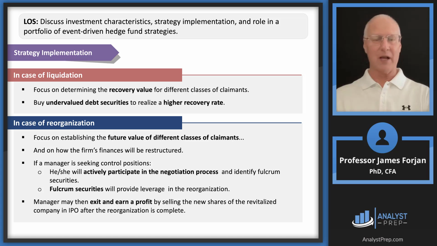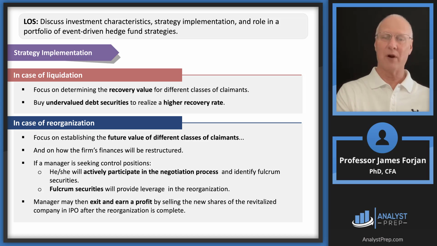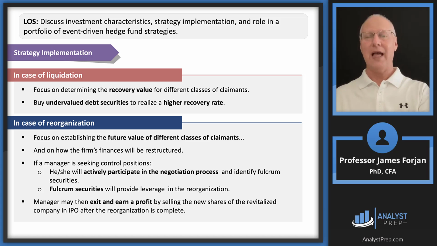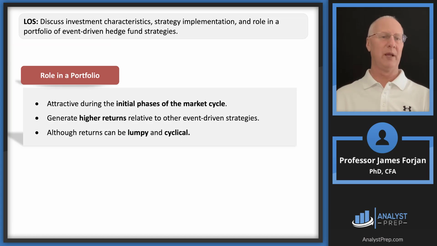Remember, what did I say earlier? I'm not going to go back to that slide. We had cash flows on the bottom right. Remember, these are low cash flows. Maybe they were even negative cash flows. But if the firm can emerge from bankruptcy and then generate some kind of profitability, well, look at the bottom bullet point. Managers may exit and earn a profit. That should make perfect sense.